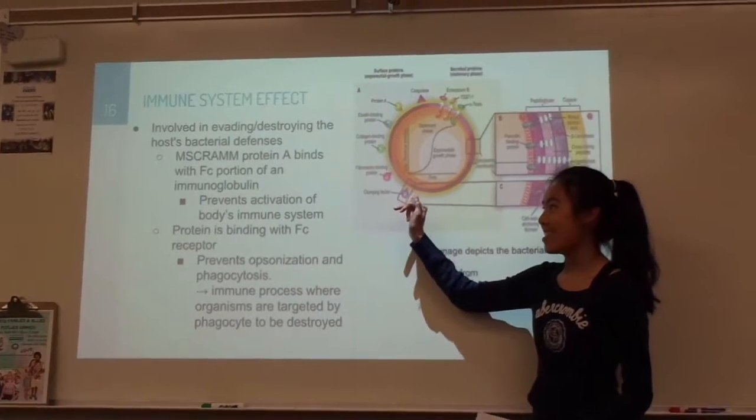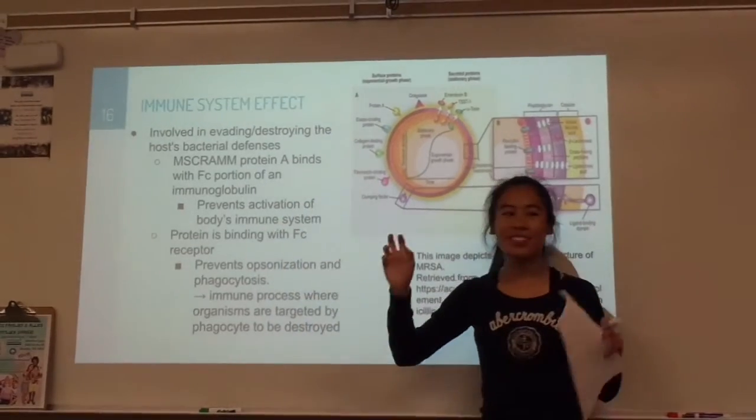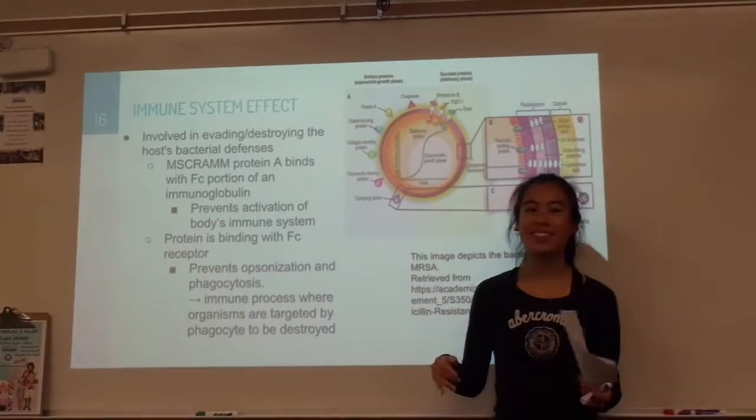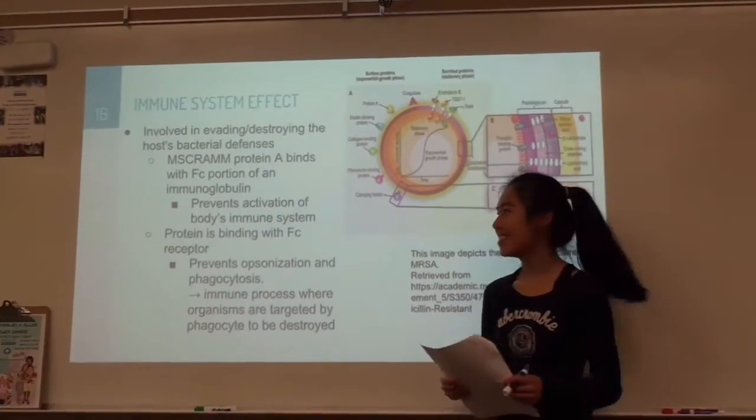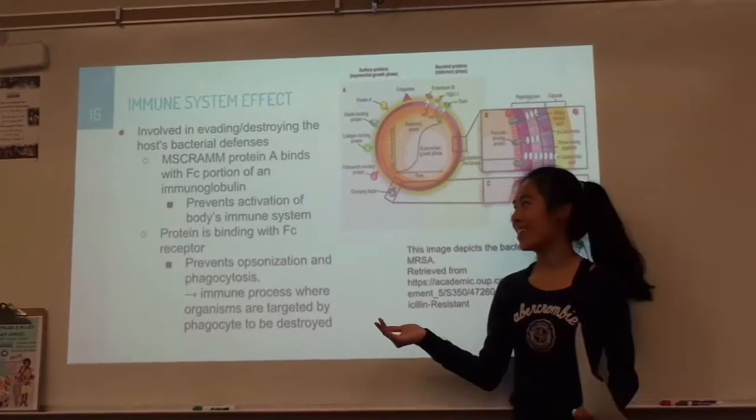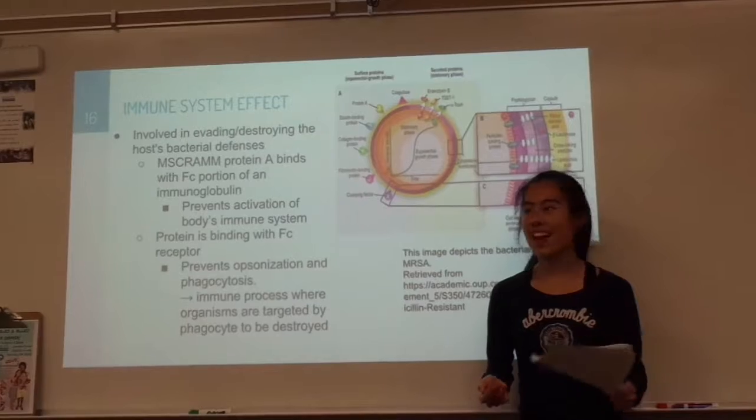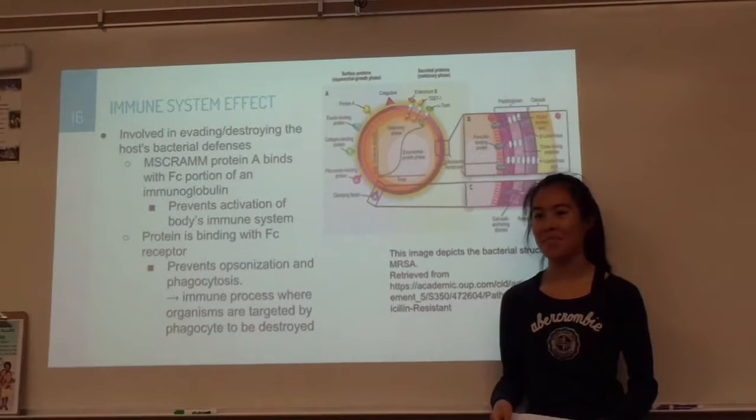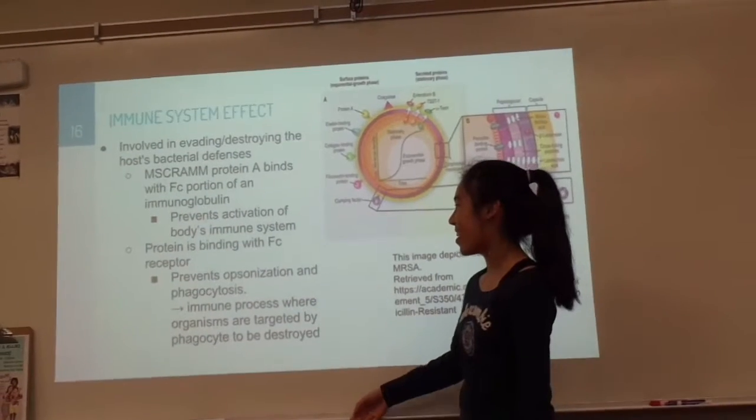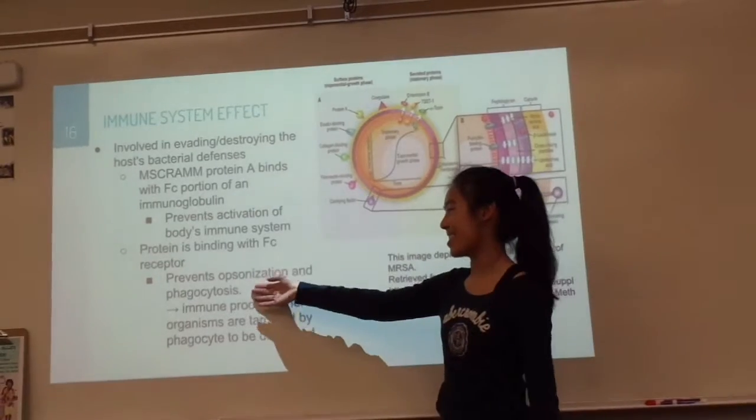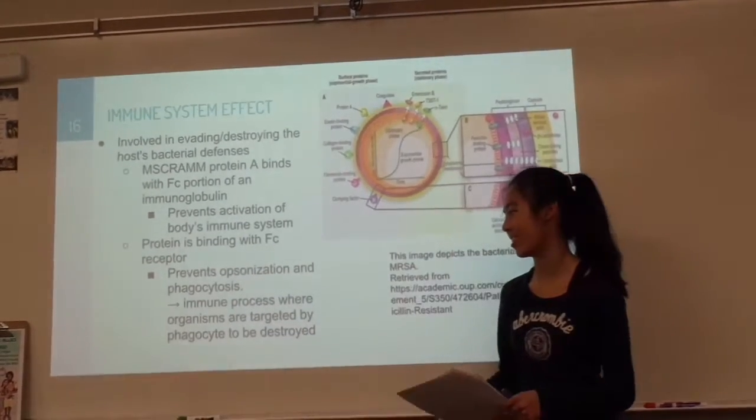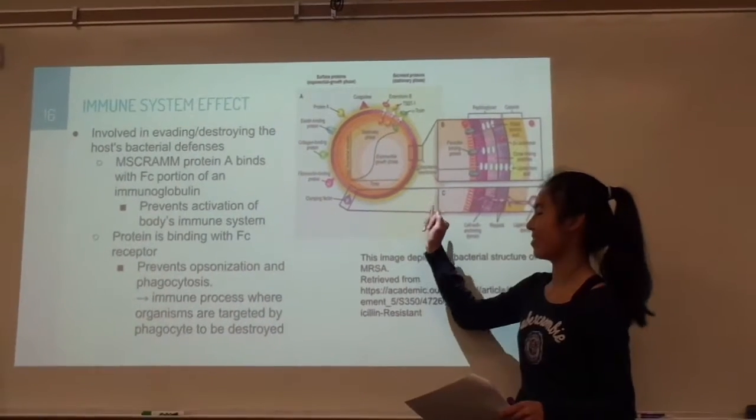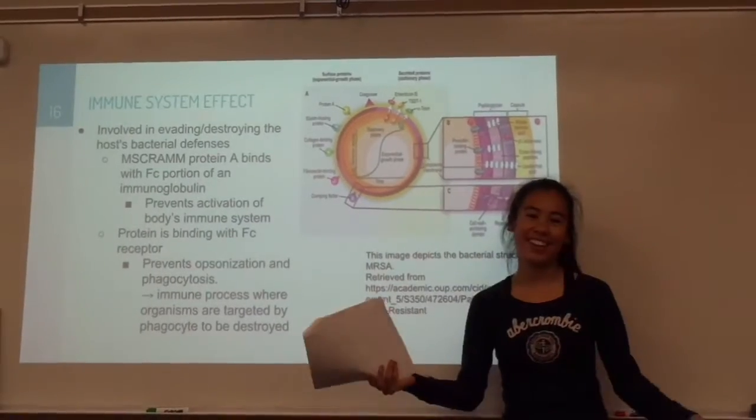But what protein A does is bind with an Fc receptor on the immunoglobulin. So once that protein binds to that white blood cell, it makes that immunoglobulin inactive, and it prevents the activation of the body's immune system to kill the bacterium and to fight that infection. So therefore, once that happens, it prevents opsonization and phagocytosis. So that's what I was explaining earlier, where your body can't target the bacterium and it won't be destroyed.